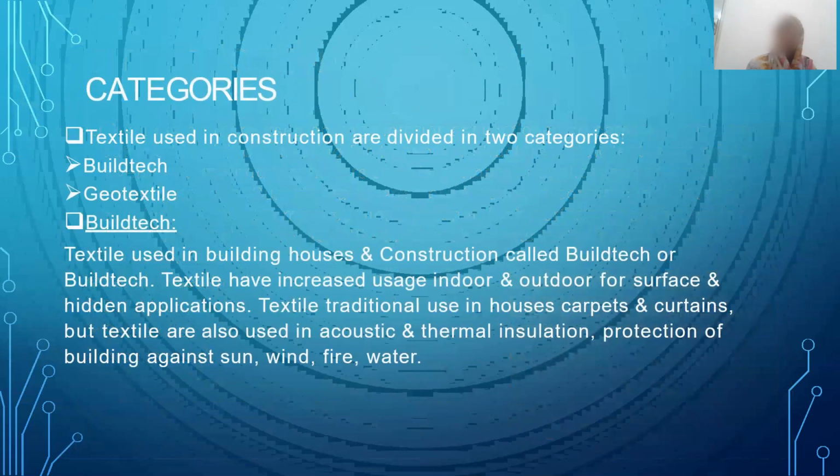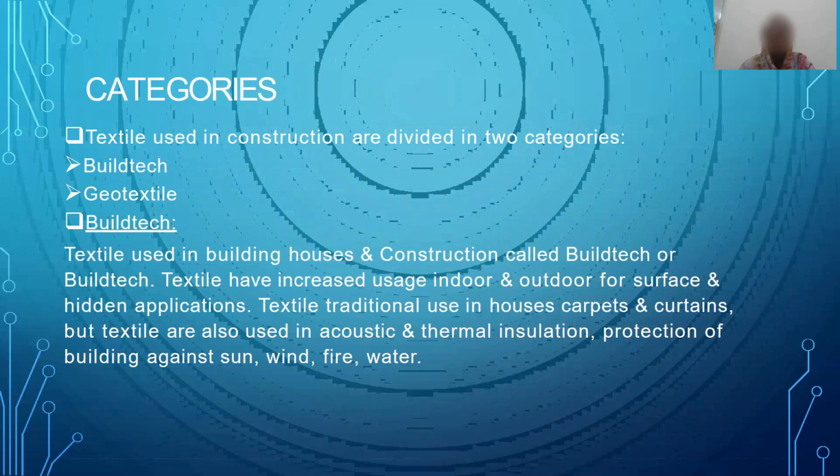So there are basically two categories of technical textile, that is Buildtech and Geotextile. First of all, I shall tell you about Buildtech. What is Buildtech? It is going to create new tools and applications to improve the way companies design, plan, and execute projects, seeking to eliminate many of the problems that have affected the industry for decades. Textile used in building houses and construction is called Buildtech or Buildtex.